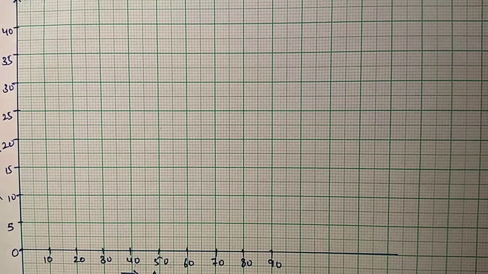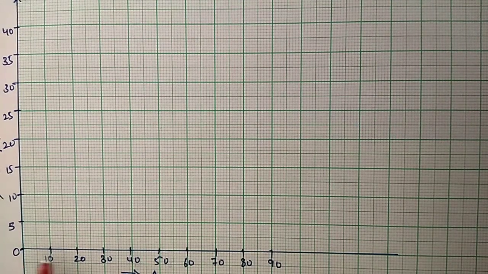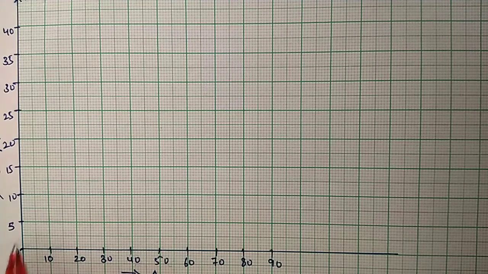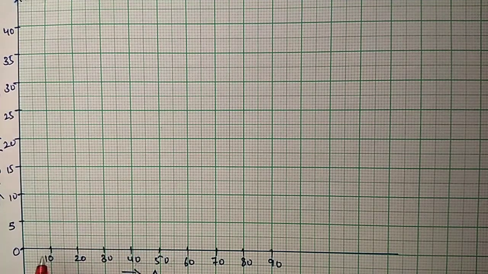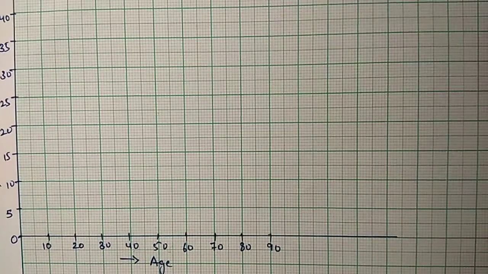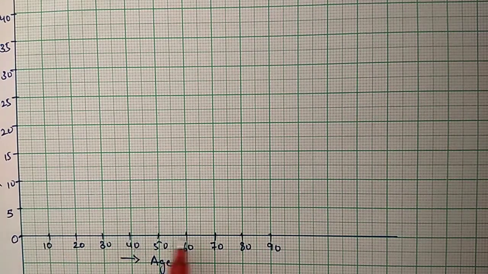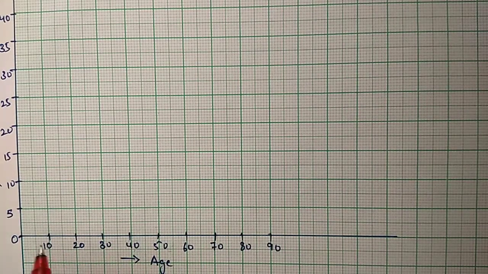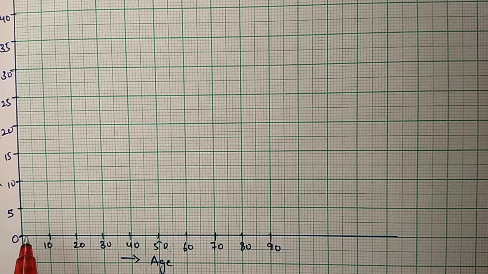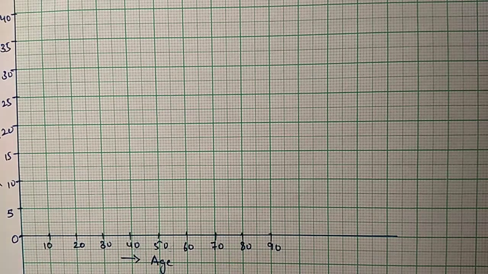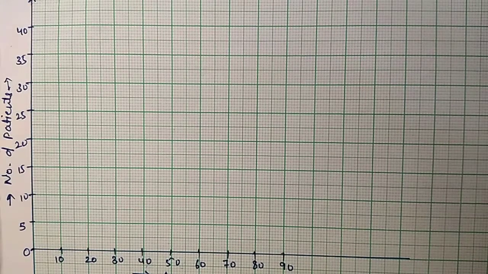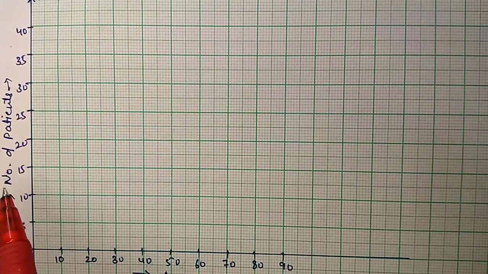So first of all you have to take one graph sheet, draw 2 lines, one horizontal line and one vertical line. On the horizontal line we are representing the age group. So 0, 10, 20, 30, 40, like this we are representing. No need to put a kink symbol here because we are taking it in continuity.